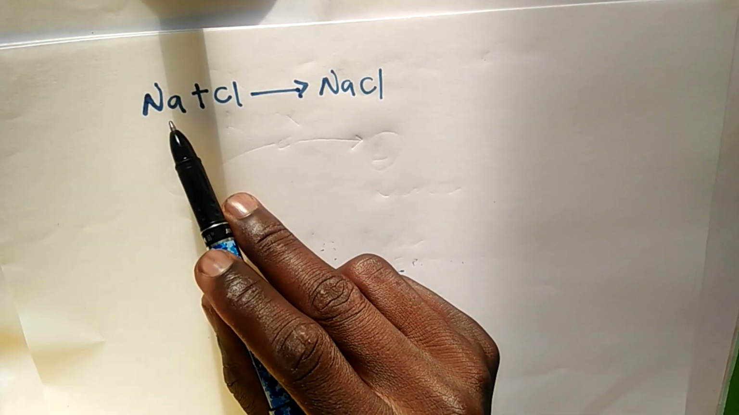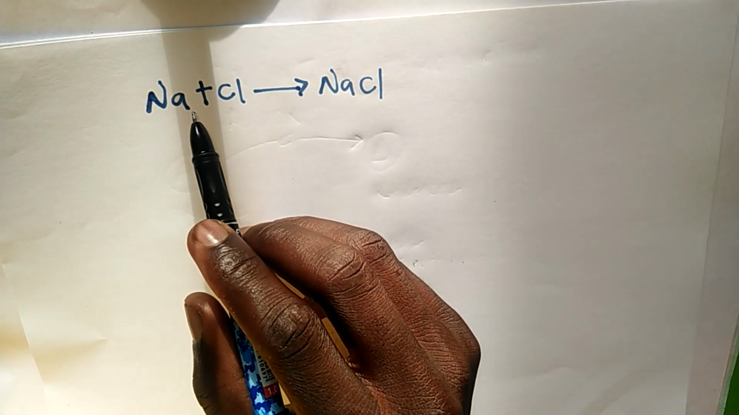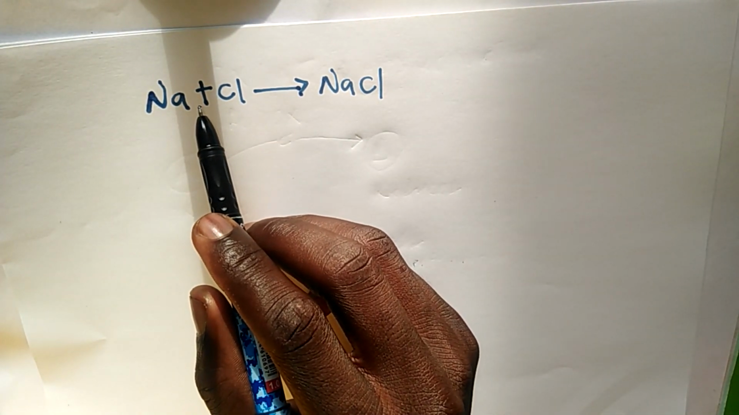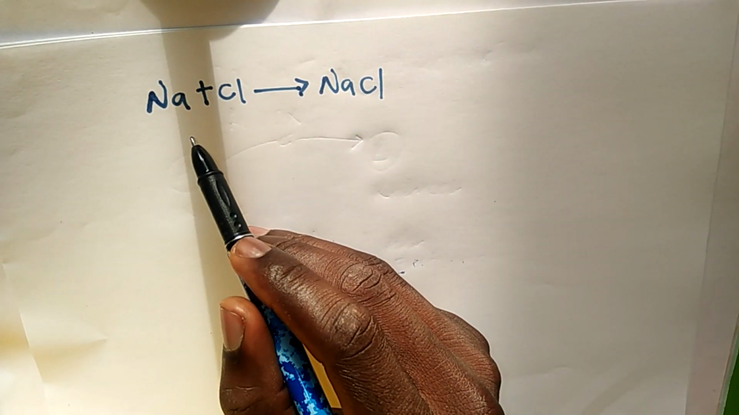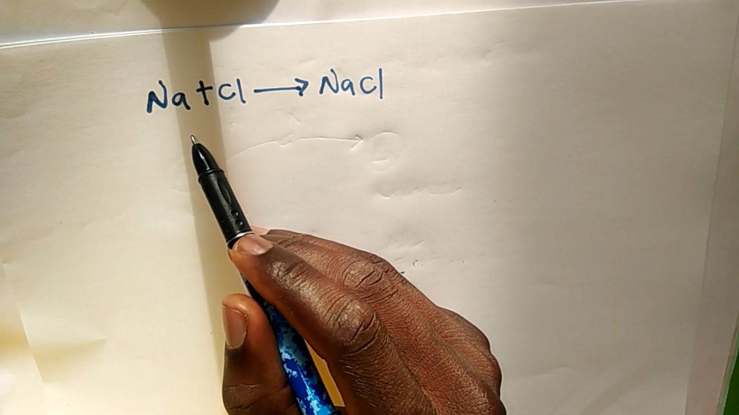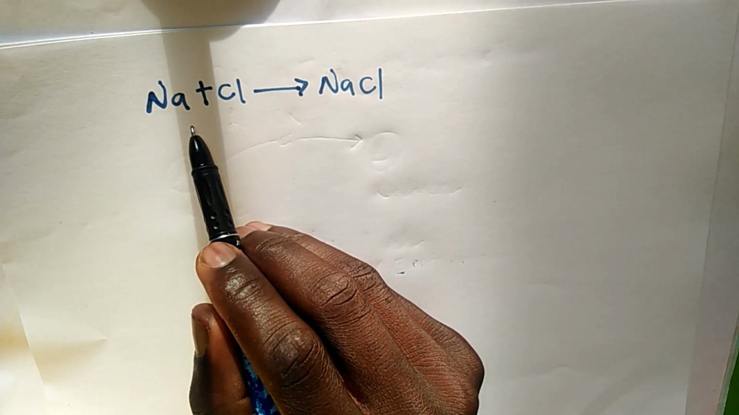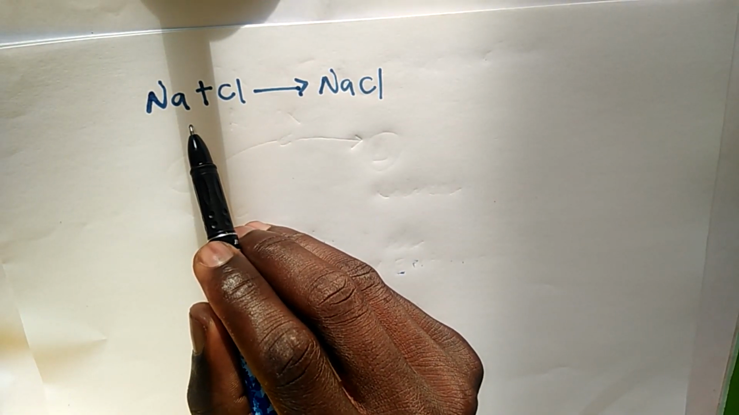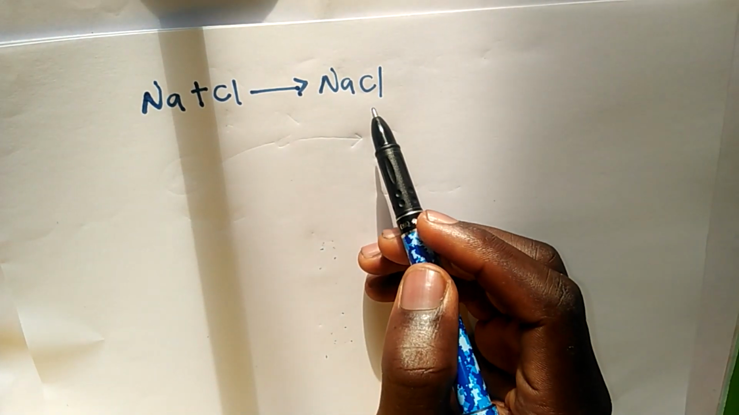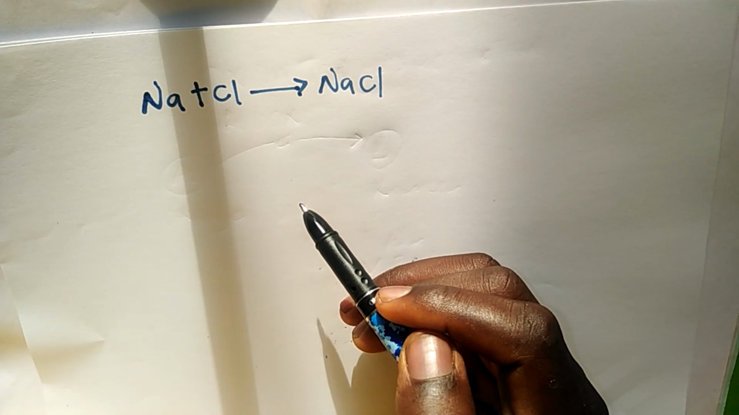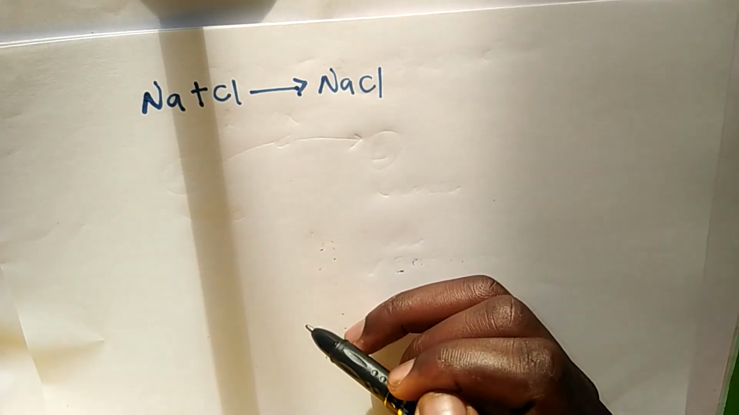Now, let's look at this equation: sodium and chlorine reacting together to give us sodium chloride. Before these two react, at first they were electrically neutral, and then they need to have charge to be able to give us sodium chloride. Now, let's talk about how they got charged to end up giving us sodium chloride.